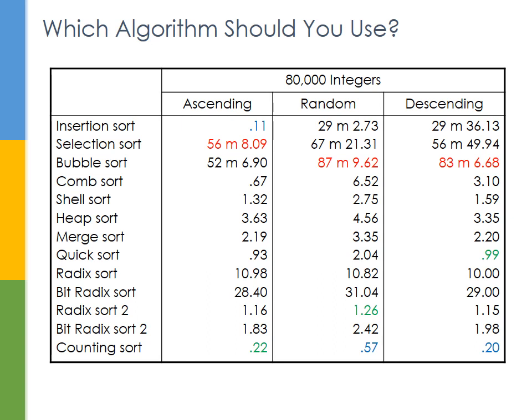So for this particular extract of the table here, we're sorting a list that contains 80,000 integer values, and we order these values in different ways. So we have the values in ascending order. In other words, we're applying the sorting algorithm to an already sorted list. We have a list that is in random order, and then we have a list that is in descending order.